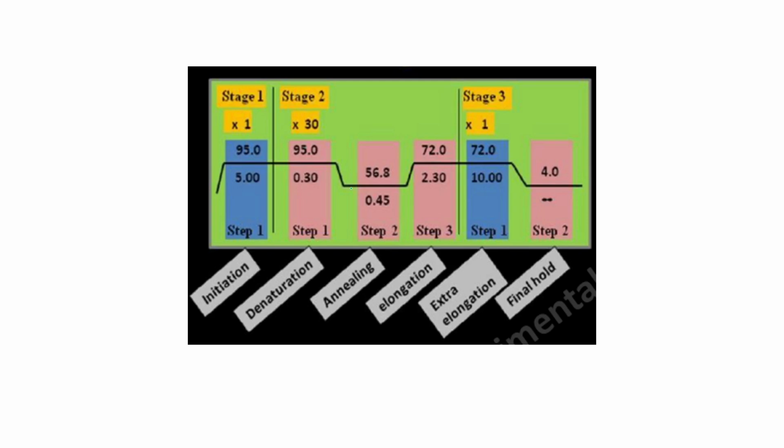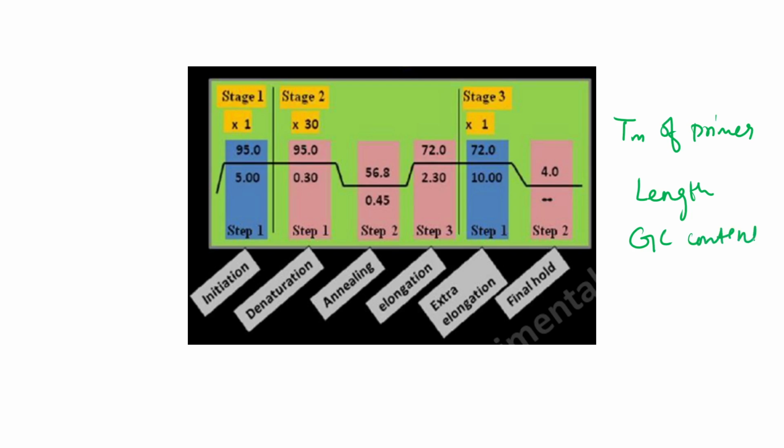So that is the range for annealing, for the primer to anneal to the DNA. This annealing temperature depends on the Tm of the primer. The Tm of the primer will depend on the length of the primer and the GC content of the primer.